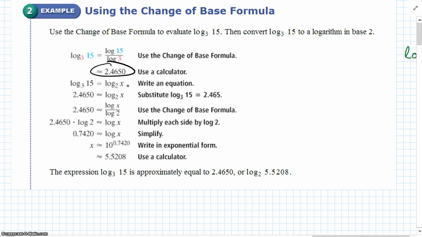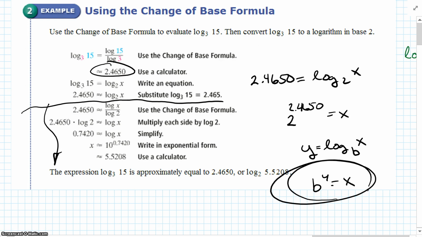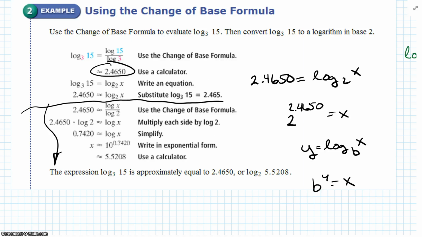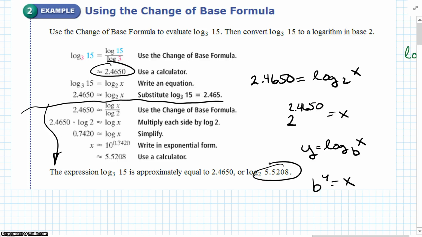So once you set it up, 2.4650 is equal to the log base 2 of x. Let's look at this for a second. What did we learn before? We could say 2 to the 2.4650 power is equal to x. We don't have to do all these steps from this point on. We have a quicker way to do it. If you remember, if y equals log base b of x, then b to the y equals x. So we can use that shortcut right there. What is 2 to the 2.465 power? 2 raised to the 2.465 power is 5.521, which is what we got.